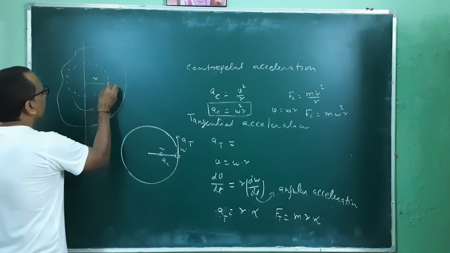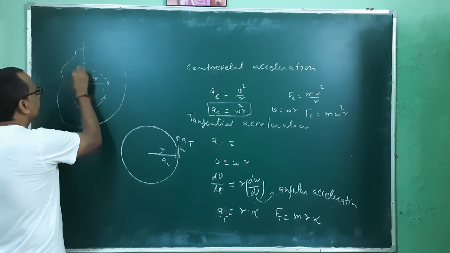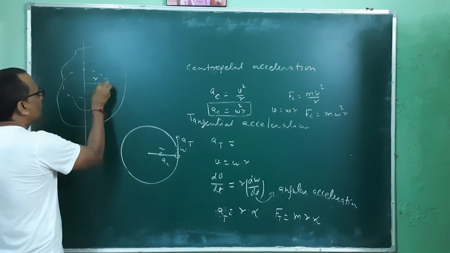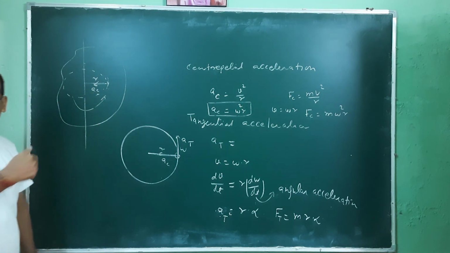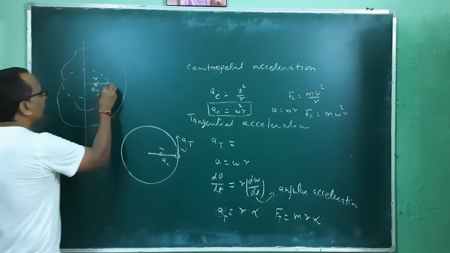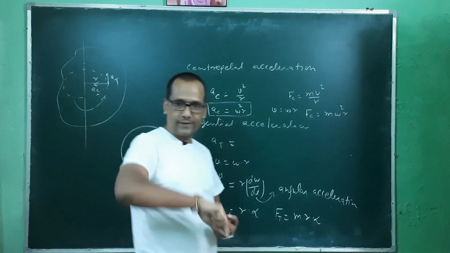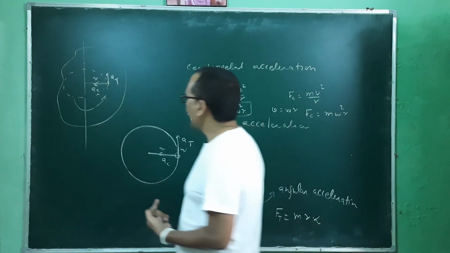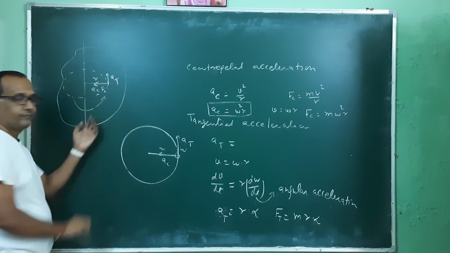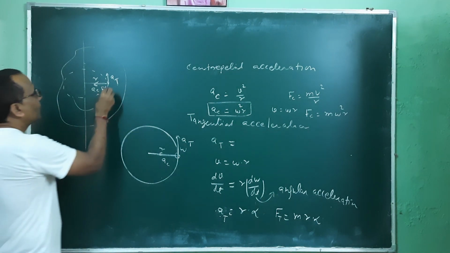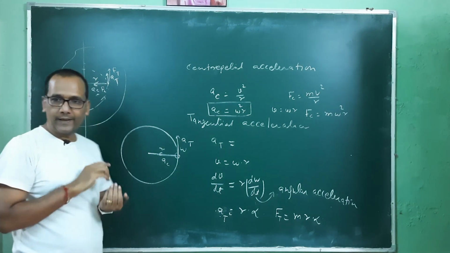So here, this is that object moving around that axis. We will have two accelerations. One is this AC toward the center, and second, this is AT, tangential to that. So accordingly, the force will be FC along this toward the center, and the second force is FT, which is in the tangential direction.